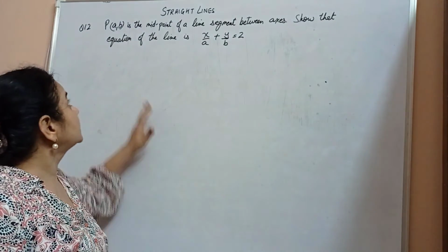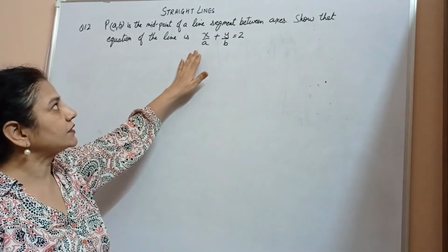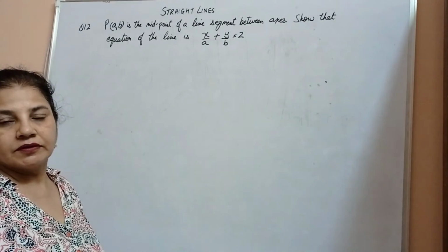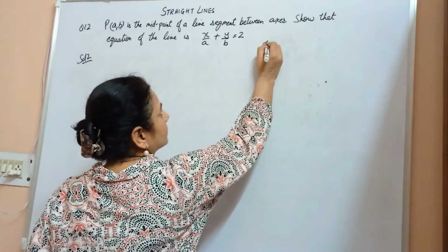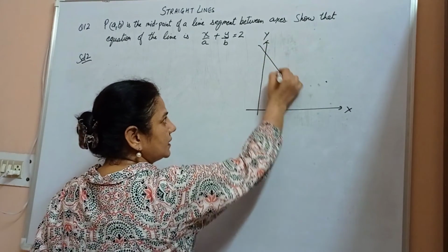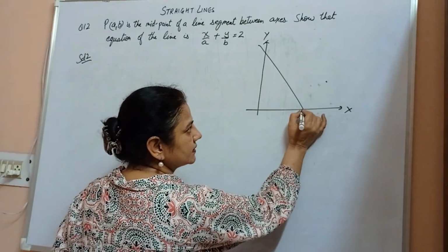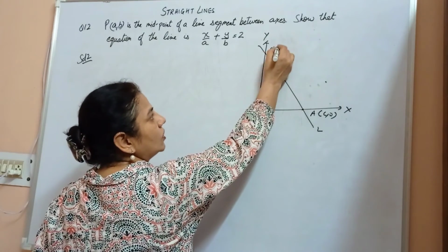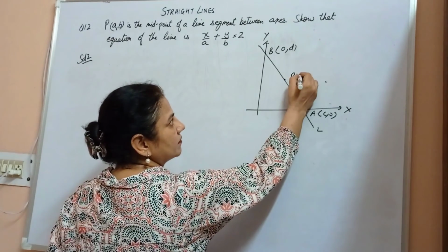P(a, b) is the midpoint of a line segment between the axes. Show that the equation of the line is x upon a plus y upon b is equal to 2. First of all, we make a line which passes through the axes. Say this is the x-axis, this is the y-axis, and this is a line L which passes through the axes, and say the line L passes through the x-axis at point A whose coordinates are c comma 0, and the y-axis at point B whose coordinates are 0 comma d. And P is the midpoint of line L, given to us as (a, b).